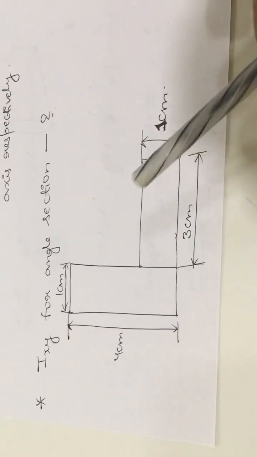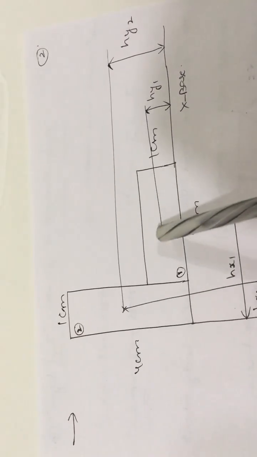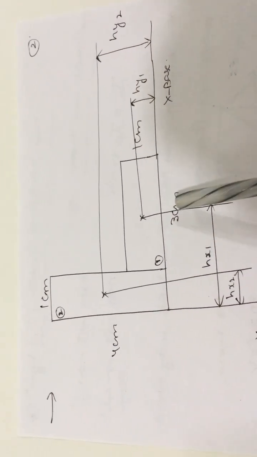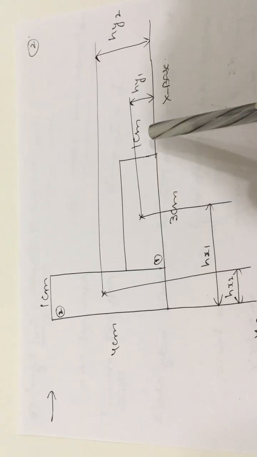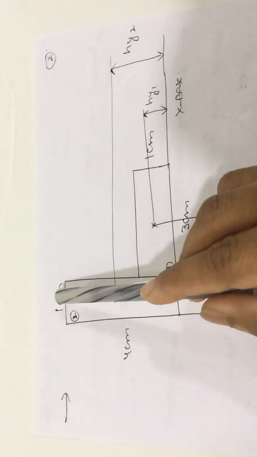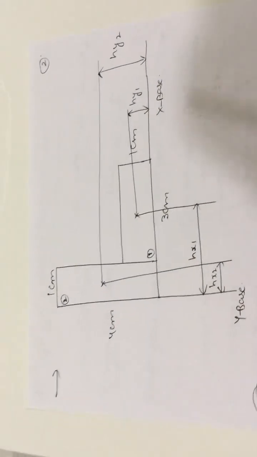Now here let us consider this section as the first section and this section as the second section in this way, and locate the centroid points for the first and second sections. Next, write the individual dimensions for the first section as 3 centimeters and 1 centimeter, and for the second section 4 centimeters and 1 centimeter, which are given in the question directly.